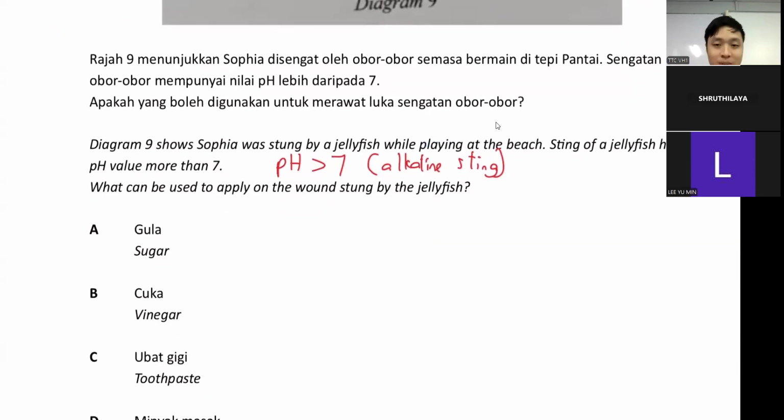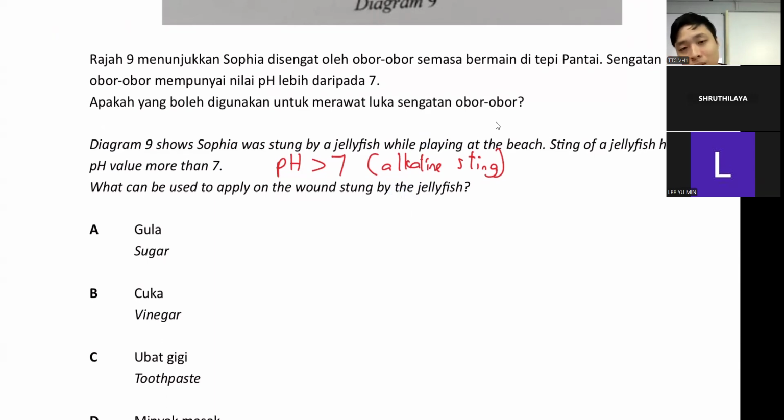Obviously no. Okay. But how do we neutralize the alkaline? In Chinese, there's one saying called 以毒攻毒 lah. It means use poison to cure poison, but it's not correctly applied. But in this case, we use something acidic to neutralize the alkaline sting.